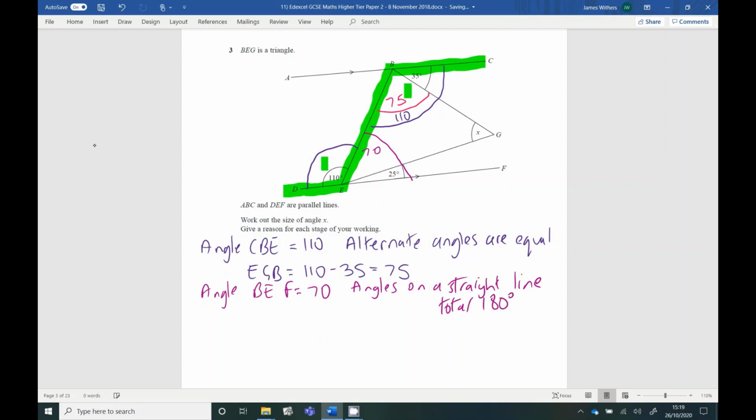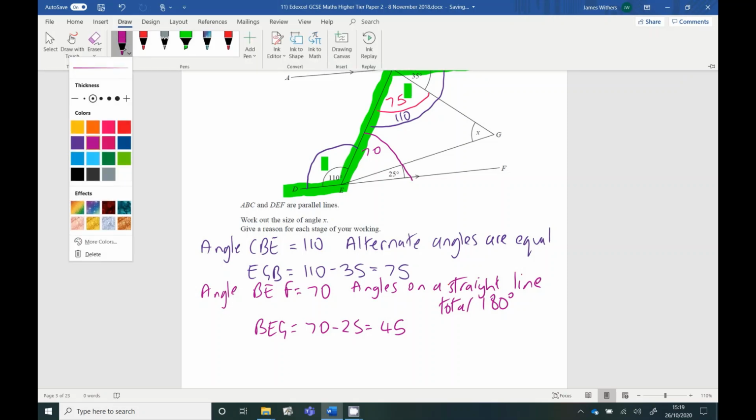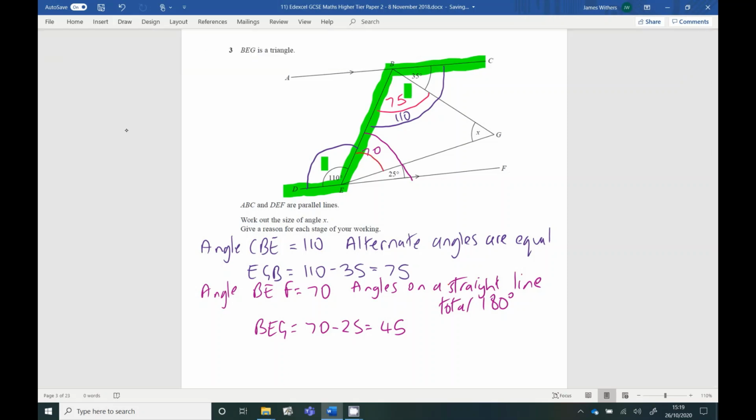So if that's the angle all the way around, then this angle in the triangle, angle BEG, must equal 70 take away 25, which is 45 degrees. So we now know two of the angles inside the triangle are 45 and 75. So we can now say that X equals 180 take away 45 and take away 75, which is 45 and 75 is 120, from 180 is 60 degrees. So X is 60 degrees.